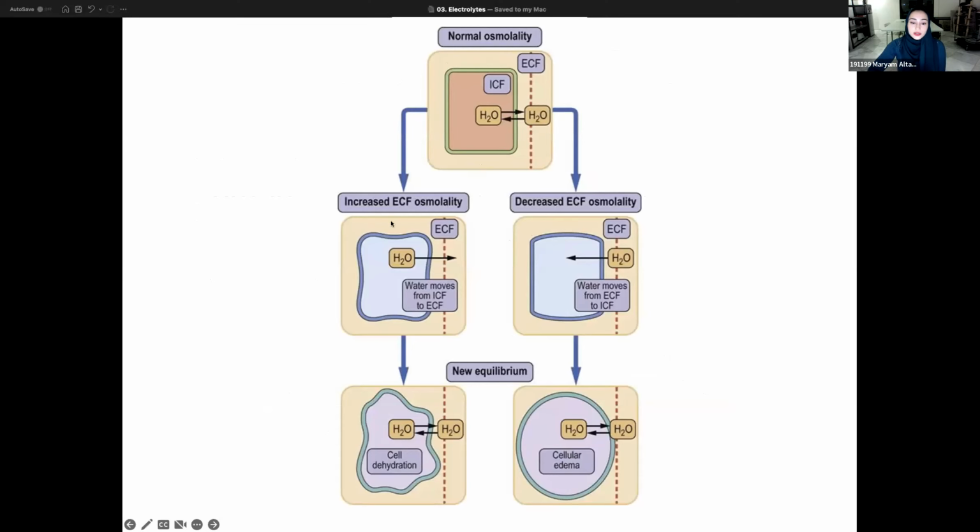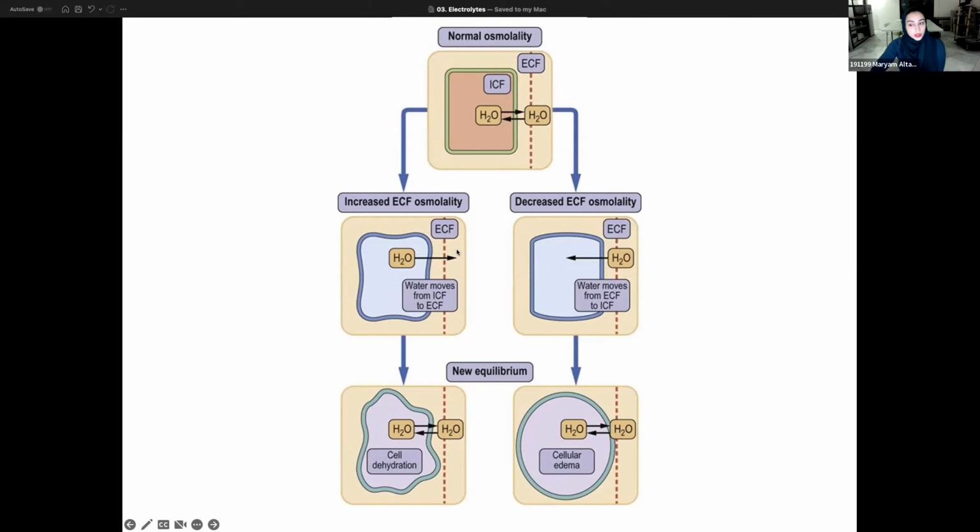So these are the intracellular and extracellular compartments that we talked about before, right? So you have water moving in and out. If you have increased ECF osmolality, so high osmolality in the plasma, what's going to happen? Your body is going to draw water out of cells, out of the ICF and into the ECF in order to keep that balance.